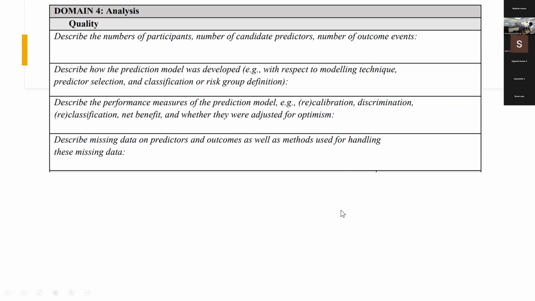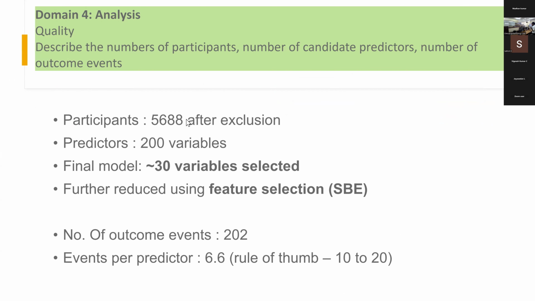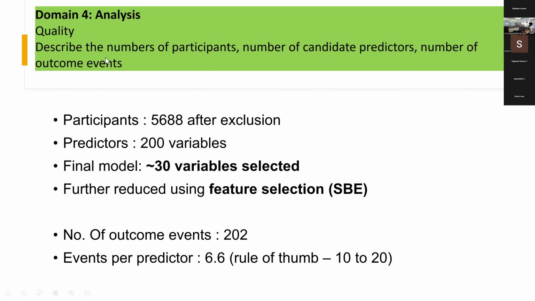The fourth domain that we'll be looking at is the analysis. The first step would be to describe the number of participants, the predictors, and the number of outcome events, and whether they were appropriate for the study. The participants included in the study were 5,688. Initially in the study, they had chosen to include 200 variables, of which they had finally ended up choosing 30 variables. And they were further reduced using a method called selective elimination of certain predictors. And the number of outcome events that they had got was 202.